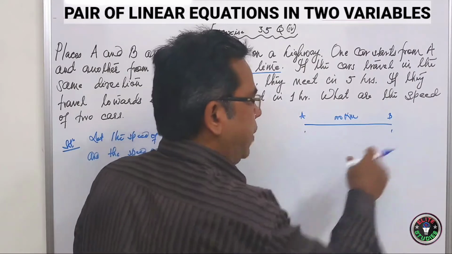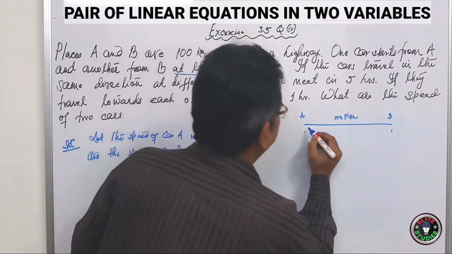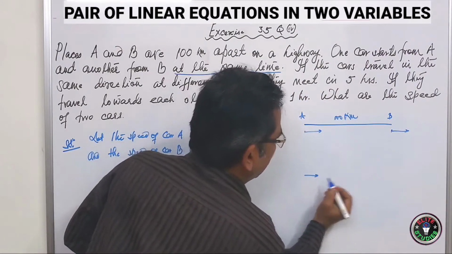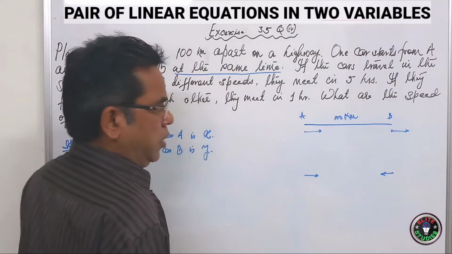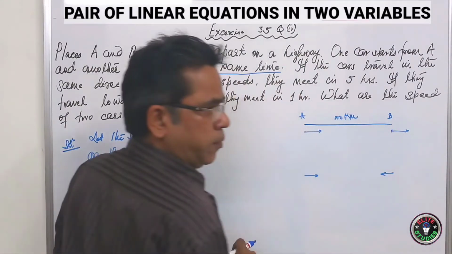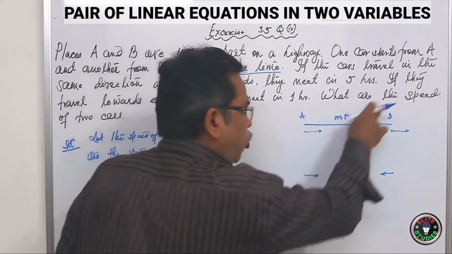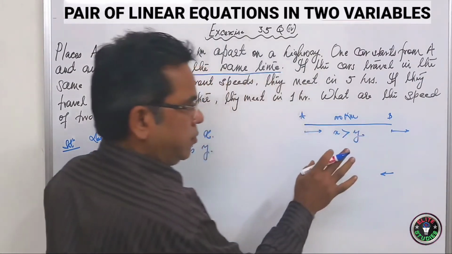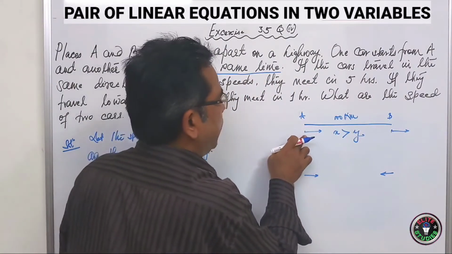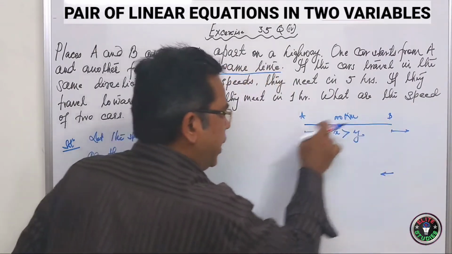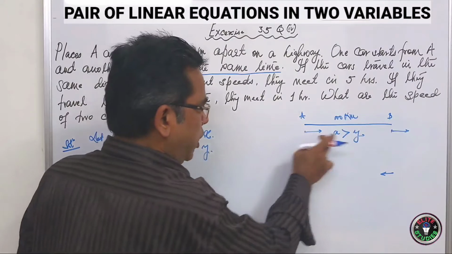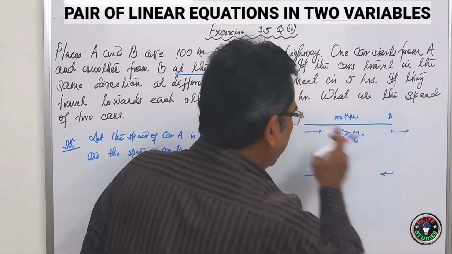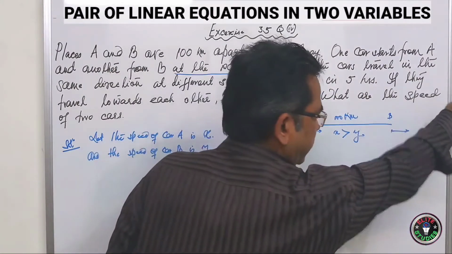If they want to move on the highway, there are two possibilities. The first possibility, they can move in the same direction, or they can move in the opposite direction. Now if they move in the same direction, and car A tries to overtake B, then the speed of car A must be greater than the speed of car B. That's simple. Otherwise, suppose A travels at 40 km per hour and B also travels at 40 km per hour, car A will never be able to reach car B. Therefore, the speed of A must be greater than the speed of B if A wants to meet B at some point.